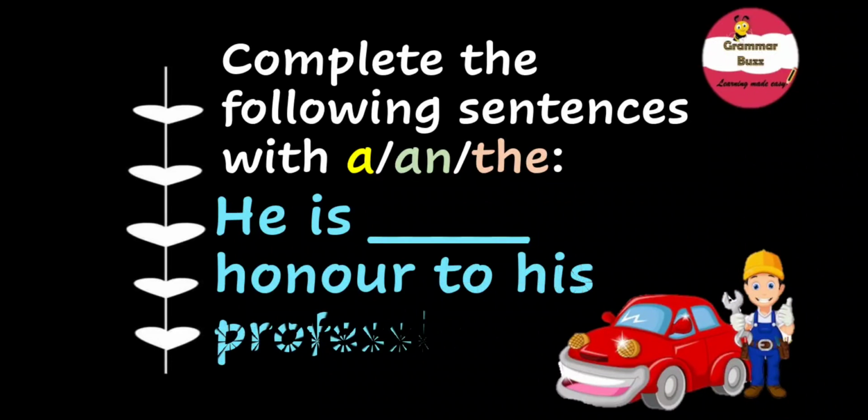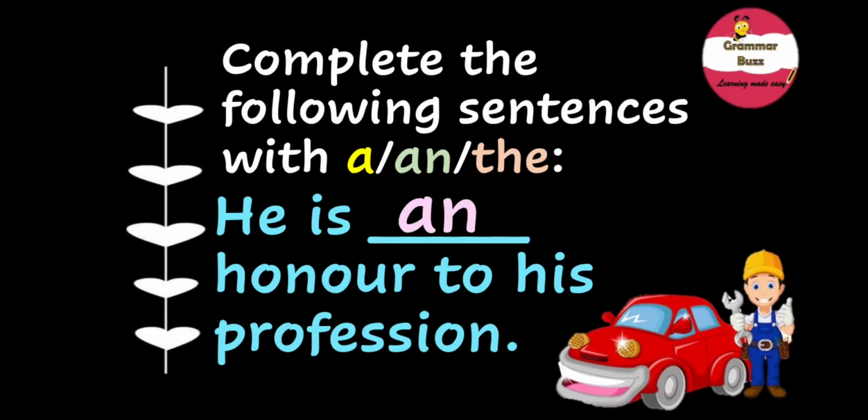And here comes the next sentence for you. It says, he is dash honor to his profession. Tricky, right? Hey, I don't think so. I think you have already figured it. So, what is it? And yes, you are right. It is an. He is an honor to his profession. As I've already mentioned earlier, we use an with words that have a silent H. And that is a good job.